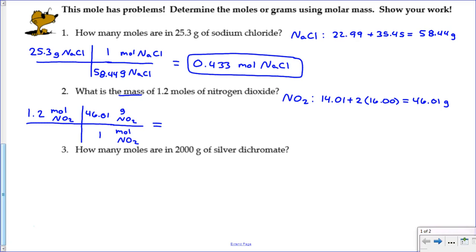So in this one, 1.2 has 2 sig figs, 46.01 has 4 sig figs, and that 1 mole NO2 has infinitely many. So we have 2 sig figs in our answer. If you put that in your calculator, you should get 55 grams of NO2.